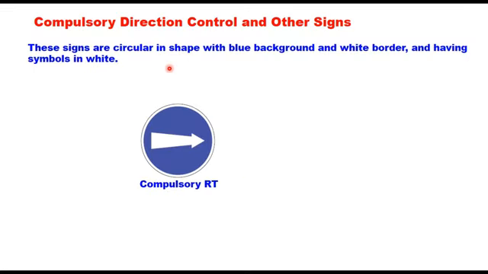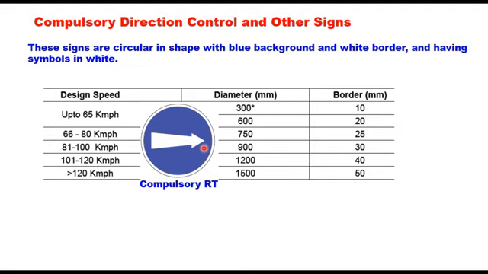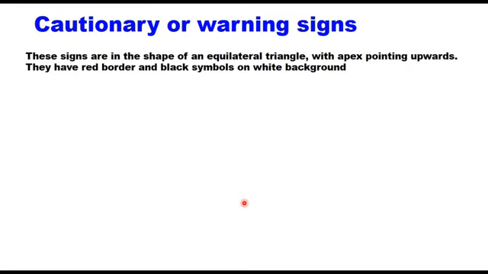Compulsory or directional control and other signs are circular in shape with a blue background and white border, having symbols in white. For example, this sign for compulsory right turn, and dimensions of these signs are given here. For design speed up to 65 km per hour, the diameter is 300 millimeter and the border is 10 millimeter, and for a speed of more than 120 km per hour, that is 1500 millimeter, the border is 50 millimeter.